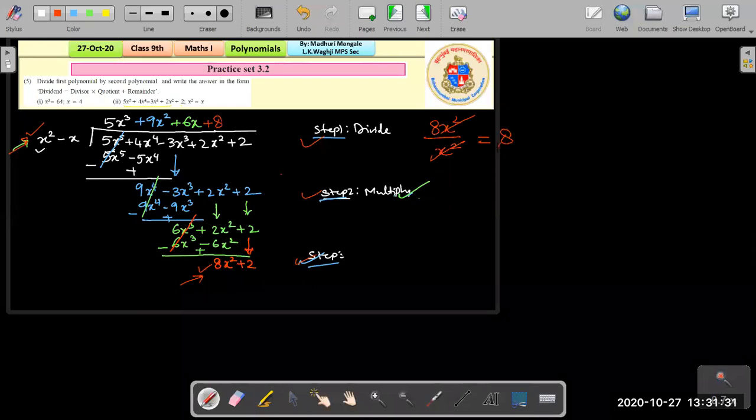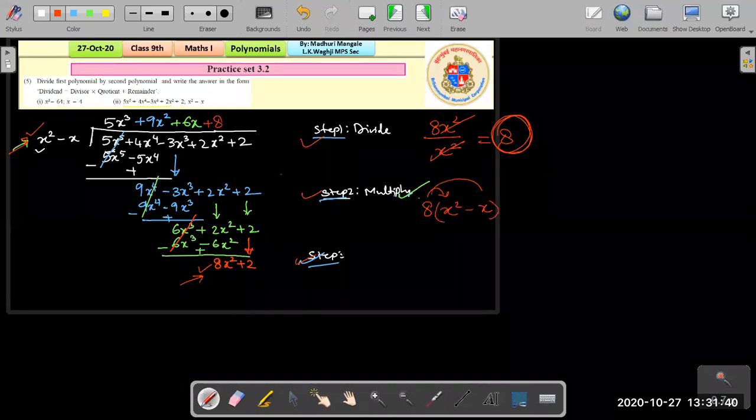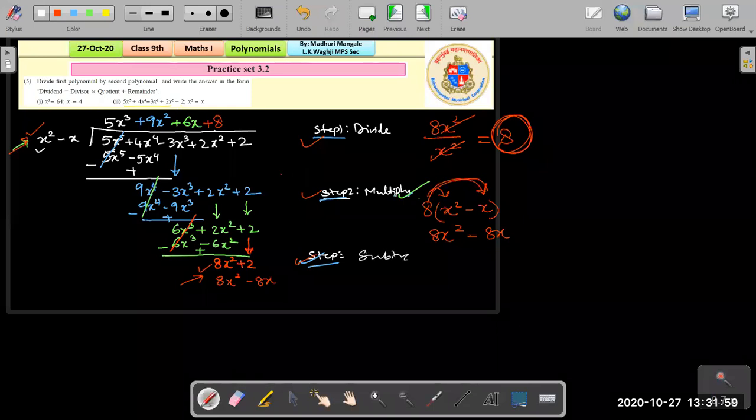So whatever we get in step 1 is multiplied to the divisor. The divisor over here is x squared minus x. So distributing, what do we get? 8 times x squared is 8x squared, minus 8 times x will give us 8x. So let us write it out. That is 8x squared minus 8x. And students, what is step 3? Step 3 is to subtract. So let's subtract. That means we will change signs first and then combine.